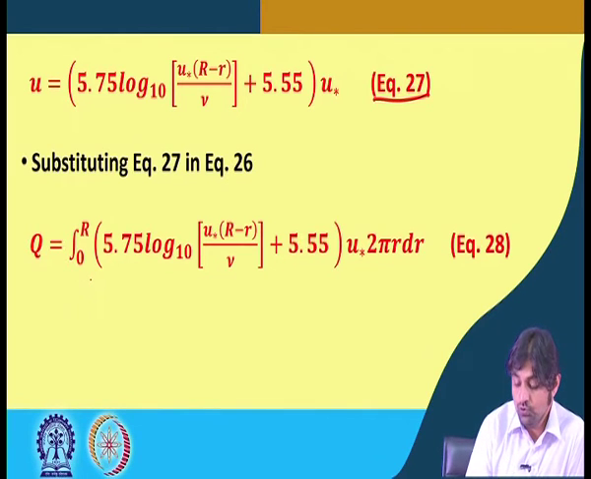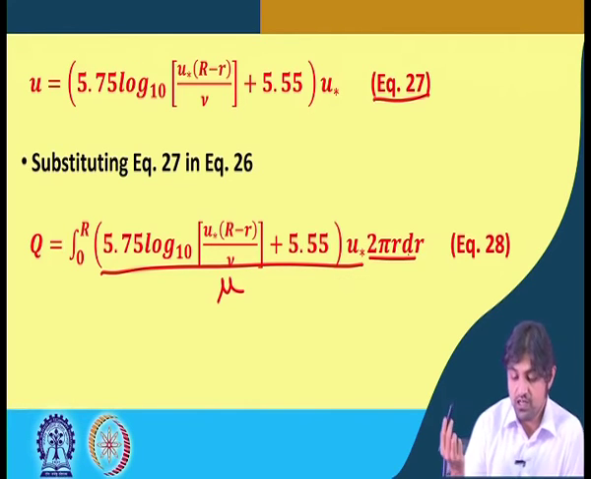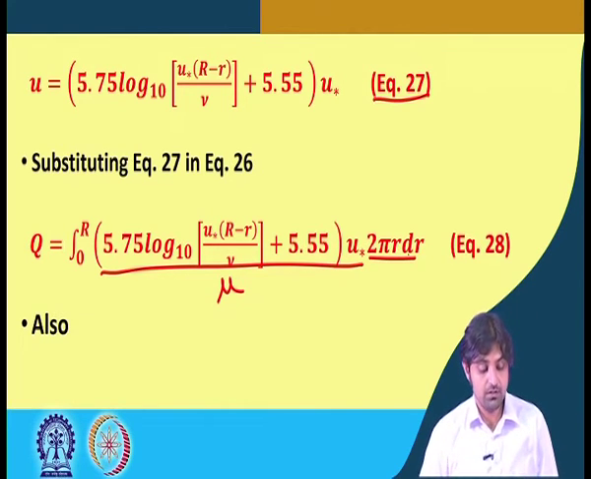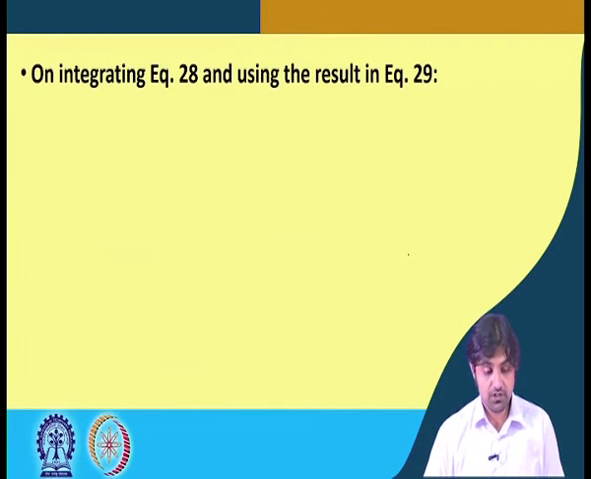So, u, this is u, right, into 2 pi r dr, very simple. Also we can write V average is Q by pi r square. So, we can directly go for the average velocity.